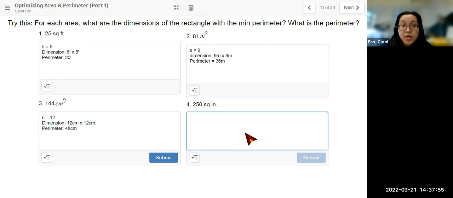Okay, this one is not going to be a nice number, which is fine. We're going to have 15.81 inches. So our dimension, 15.81 times 15.81. And the perimeter is 63.244.